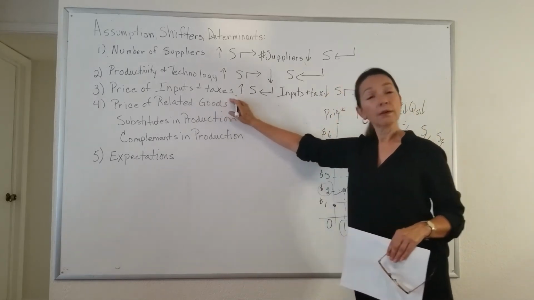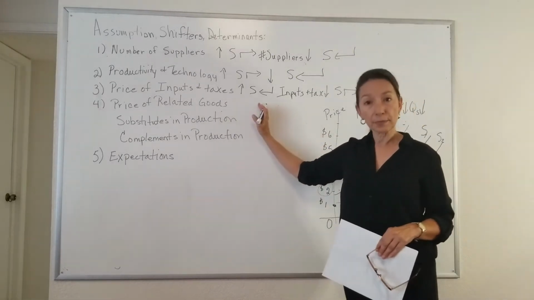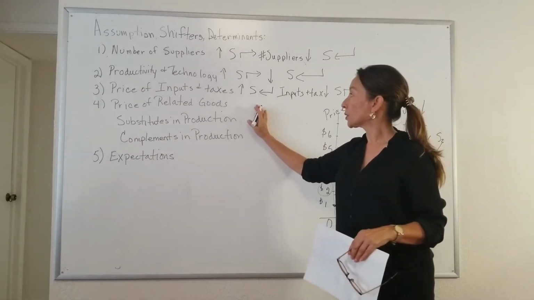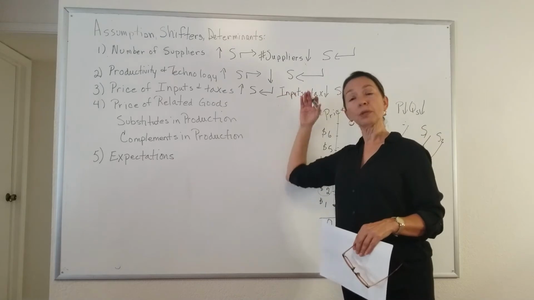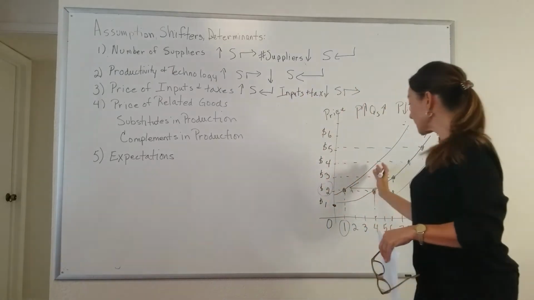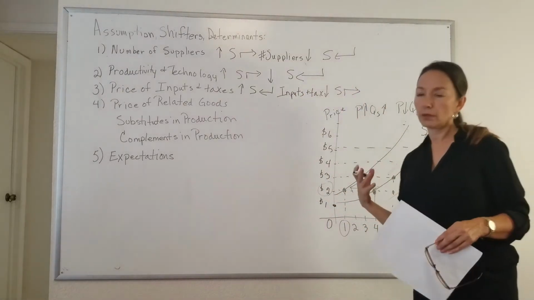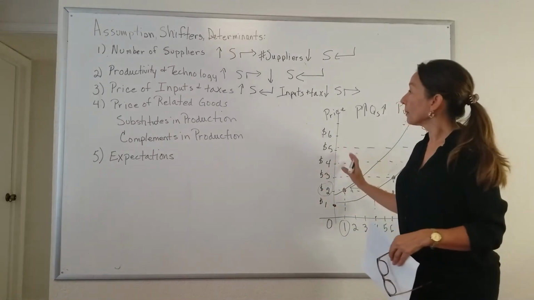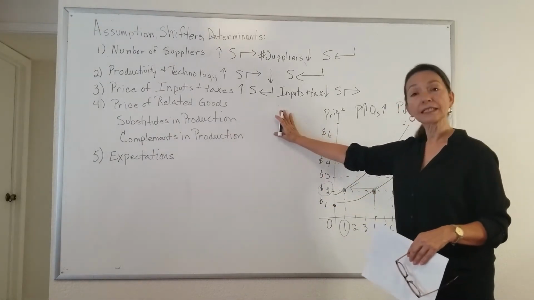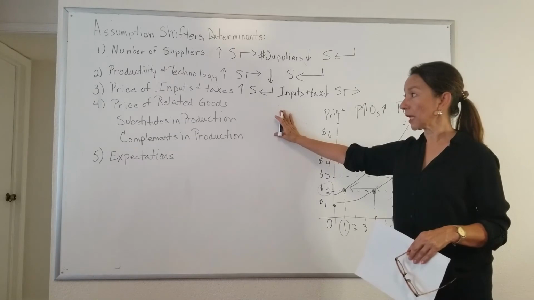So often part of a package to stimulate business, for example, will be to reduce taxes so supply can shift to the right, so businesses can produce more. You'll hear more about this later on. But definitely price of inputs and taxes will have an impact on the supply curve.